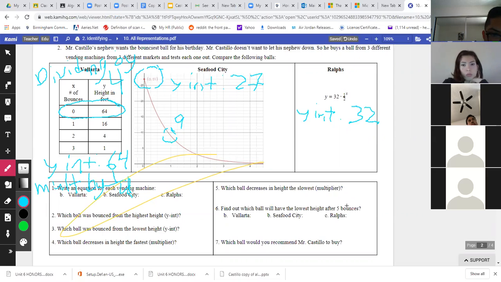Then when I go to x is 2, right, I get that this is 3. And then I go to here, and I get that y value is 1. So it goes 27 to 9 to 3 to 1. So I'm dividing by 3, but that means my multiplier is 1/3. Okay? And then here your multiplier is 1/2.